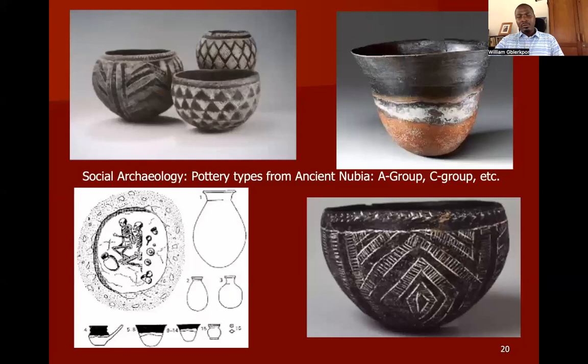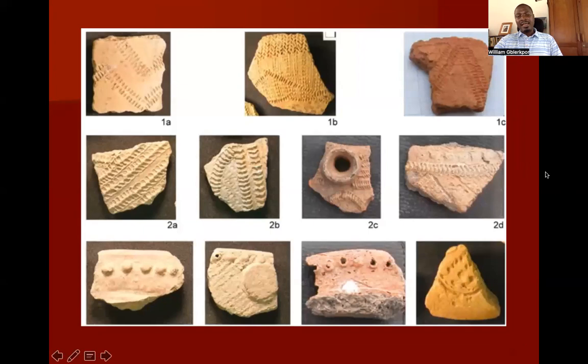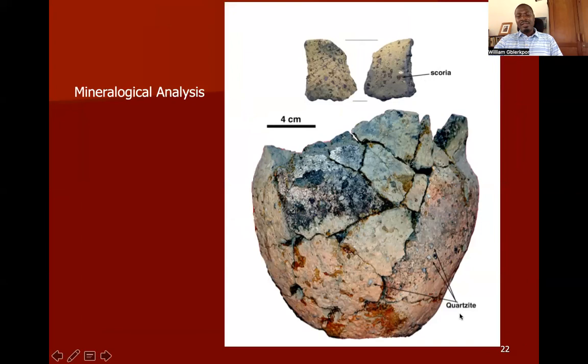Then, of course, I mentioned this in the case of Nubia, where we have different cultural groups called the Pan-Grave group, A-Group, C-Group, and so on and so forth. Again, doing mineralogical analysis, you can identify minerals: garnet, quartz, feldspar. You can look at the mica, hornblende, and all these, because the clays that they pick for making the ceramics will always carry trace elements and minerals. So mineralogical analysis can tell us where the ceramic is coming from, who was possibly producing it, and so on and so forth.